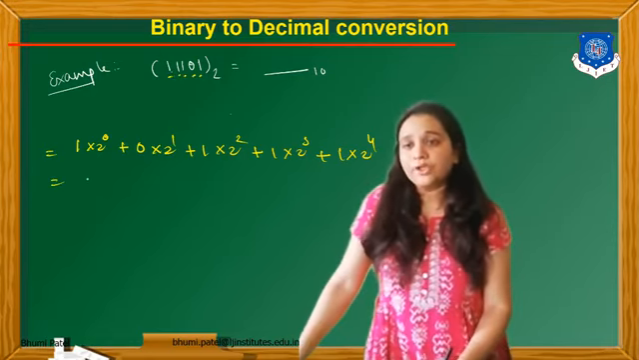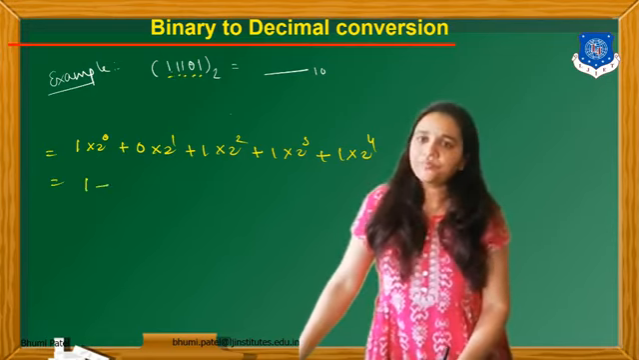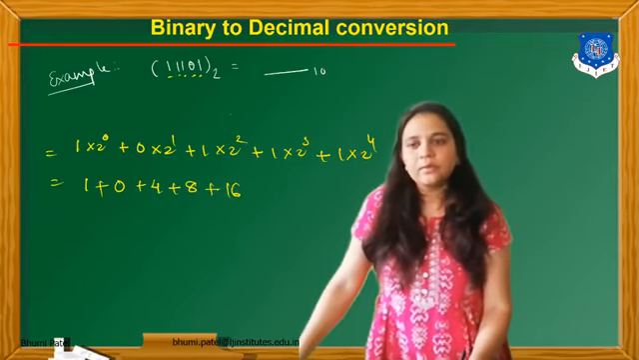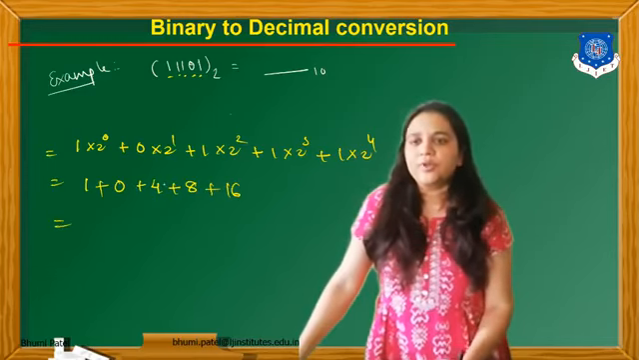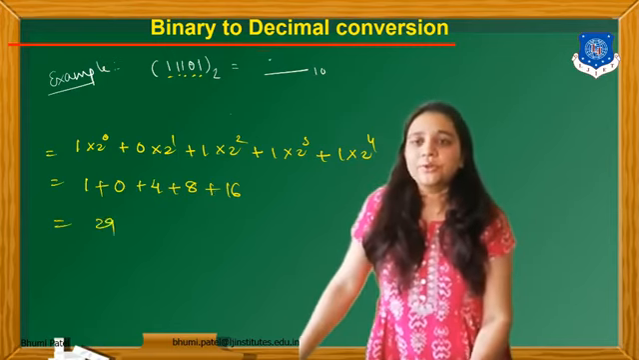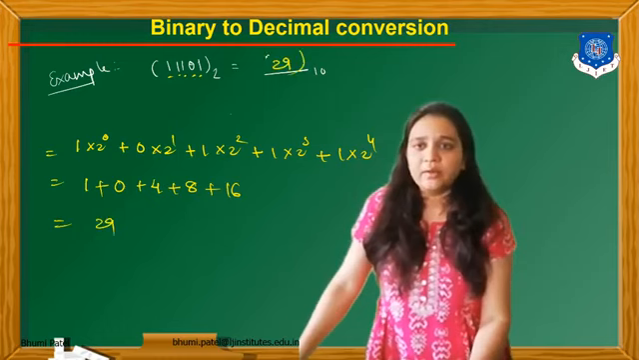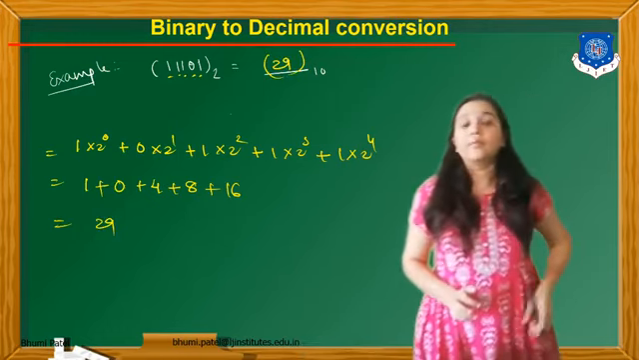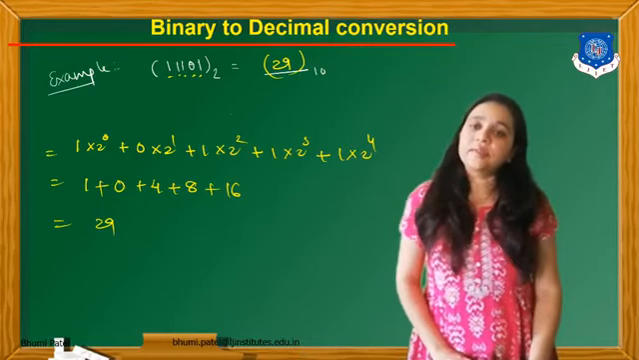So 1 into 2 raised to 0 is 1, plus 0, plus 4, plus 8, plus 16. Okay, so 16 plus 4 is 20, 28 and 29. So the binary to decimal conversion is (11101) base 2, that is equal to the decimal number 29.